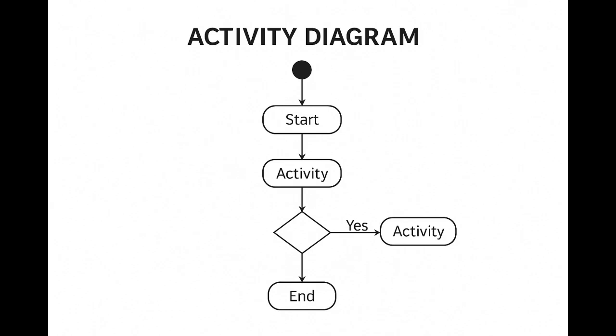Exactly. The output of create invoice might be an object node labeled invoice draft. And that object might then be the input for the approve invoice activity. It shows how data flows with the process. Got it. And a signal?